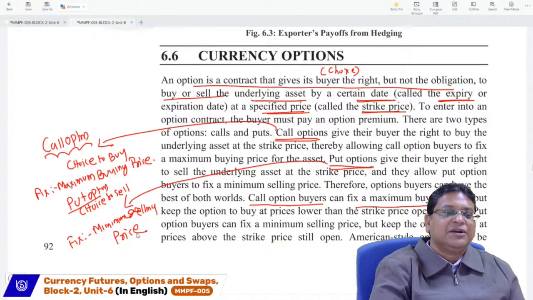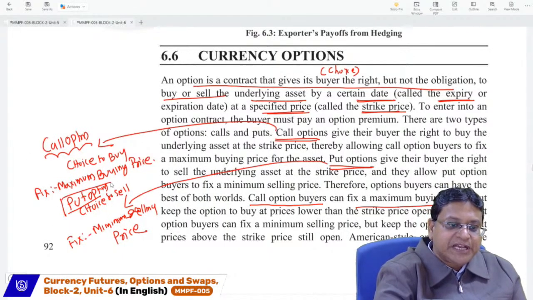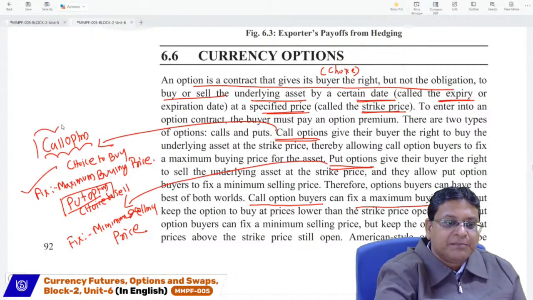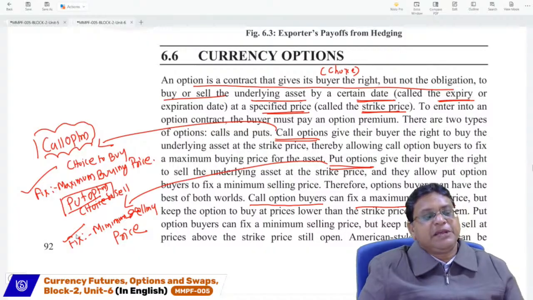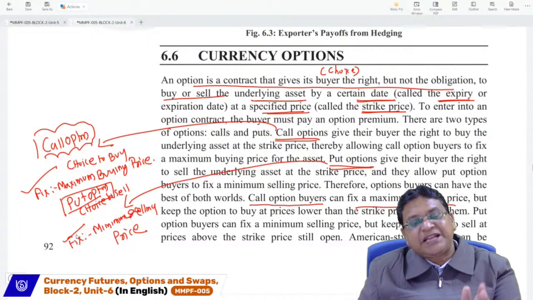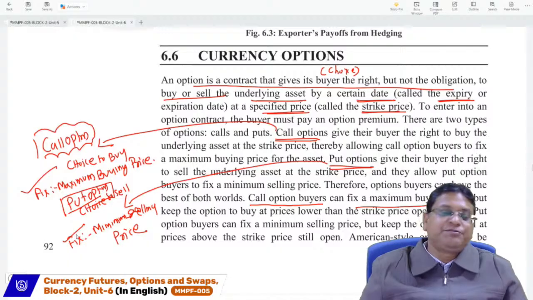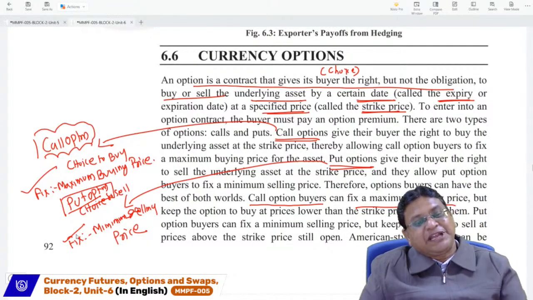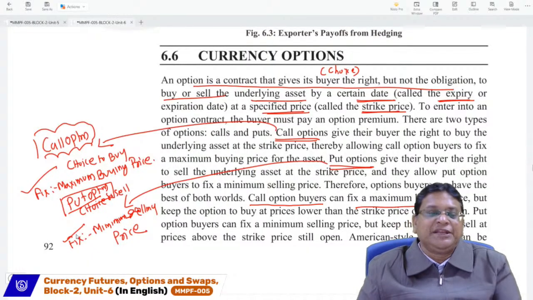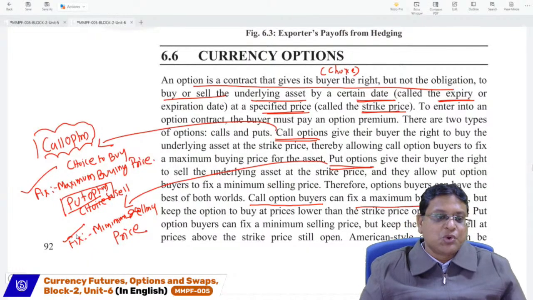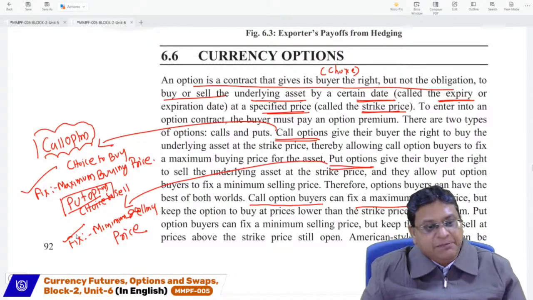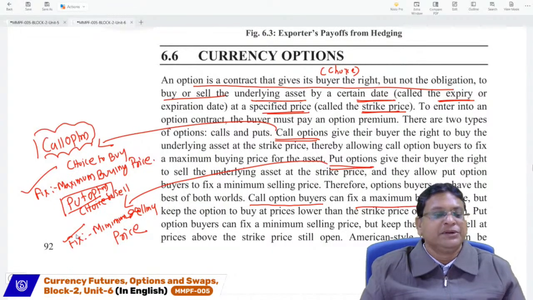So two things are there. With a call option, you fix the maximum buying price. With a put option, you fix the minimum selling price. What is the minimum selling price? If the minimum selling price is 8, and you get a chance to sell it at 9, you will sell at 9. But if it is 7, you will sell it at 8. So with the help of a call option, you can fix the maximum buying price, and with the help of a put option, you can fix the minimum selling price.